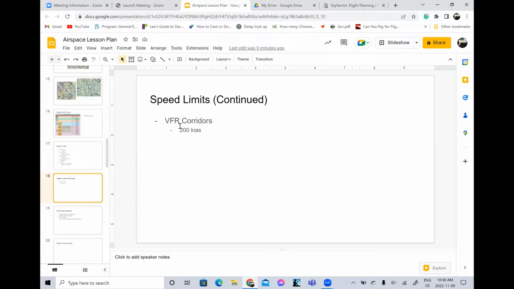And if you're flying through a VFR corridor, which we will cover in a couple of slides, the speed limit is 250 knots indicated. If the safe speed for your operation is greater than the speed limitation, you're allowed to fly at that speed. This rule most likely won't apply to us, but it's just nice to know.